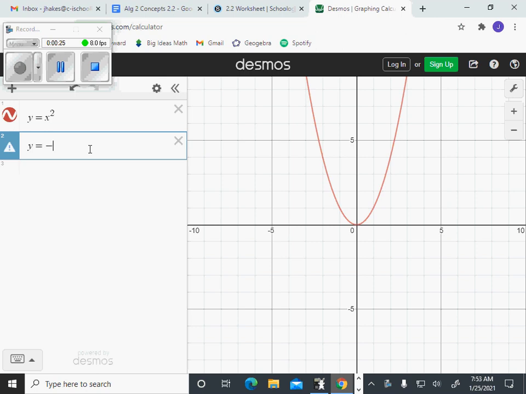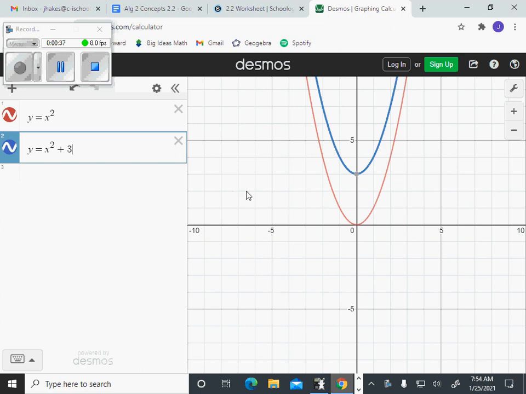For review, I'm just going to ask, if I have y equals x squared, and then after it I put plus 3, where's that vertex going to move? You should have said up 3, right? So our vertex goes from 0, 0 to 0, 3. Okay, right, it just moves up 3.